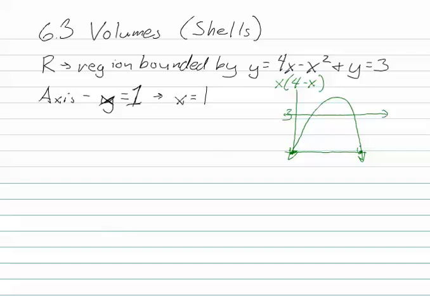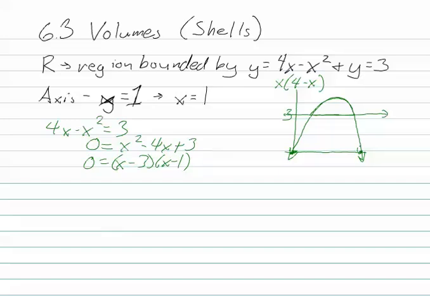If you want to find where they intersect, because we want to only rotate the region bounded by them, and that'll be this region on the inside, we want to check their intercepts. So you set 4x minus x squared equal to 3. You bring everything over to the right and you get 0 equals x squared minus 4x plus 3. So 0 equals (x minus 3) times (x minus 1). So they must intersect at 1 and at 3. So we have the x-coordinates of the intercepts.